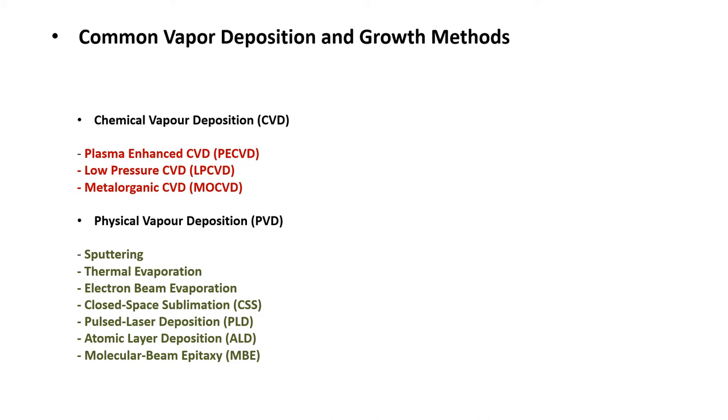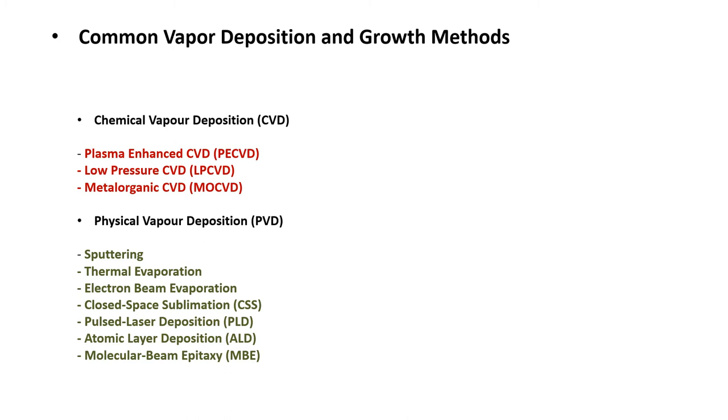There are two main categories for common vapor deposition and growth methods, namely chemical vapor deposition and physical vapor deposition. When the vapor source is a liquid or solid, the process is called physical vapor deposition. When the source is a chemical vapor precursor, the process is called chemical vapor deposition. The latter has several variants: low pressure chemical vapor deposition, plasma enhanced chemical vapor deposition, and plasma assisted chemical vapor deposition. Often, a combination of PVD and CVD processes are used in the same or connected processing chambers.